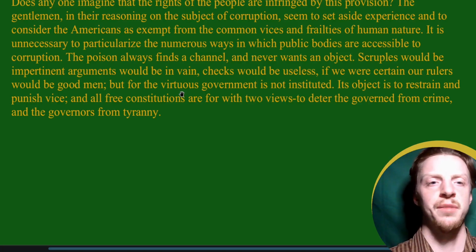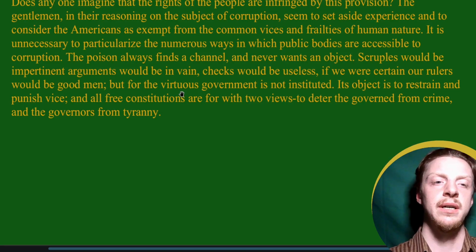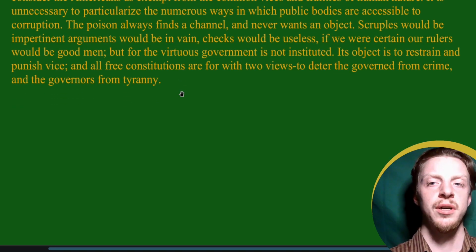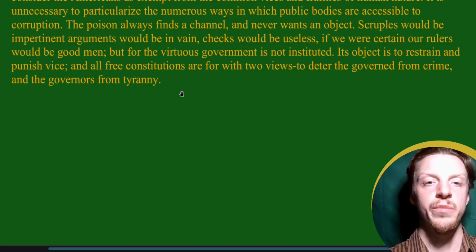It is unnecessary to particularize the numerous ways in which public bodies are accessible to corruption. The poison always finds a channel, and never wants an object. Scruples would be impertinent arguments, would be in vain. Checks would be useless, if we were certain our rulers would be good men. But for the virtuous government is not instituted.